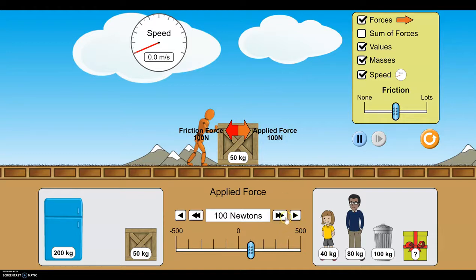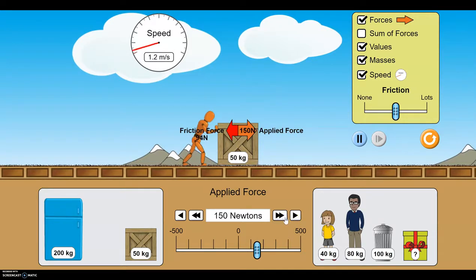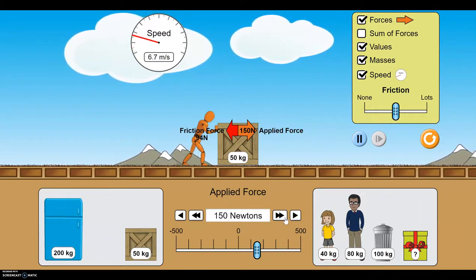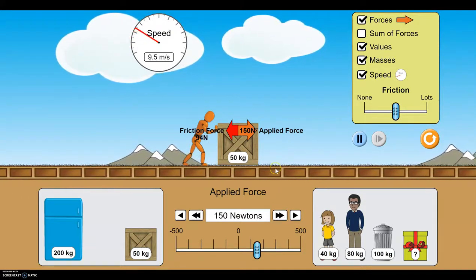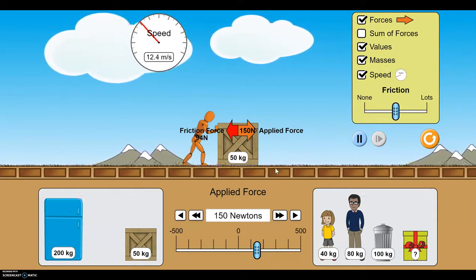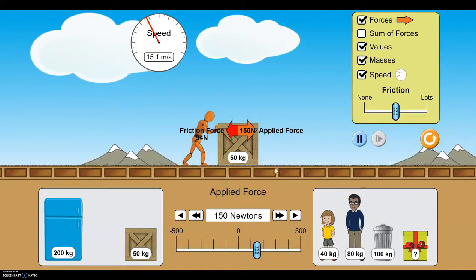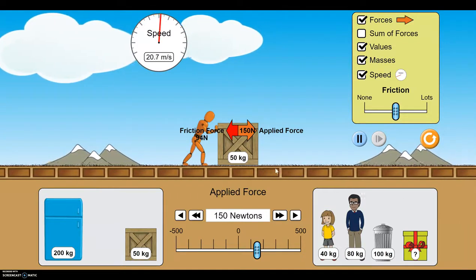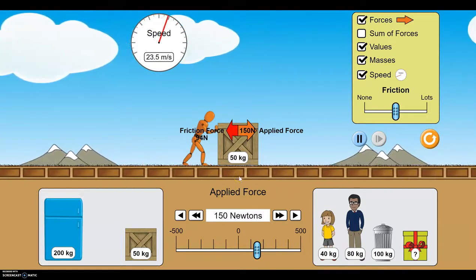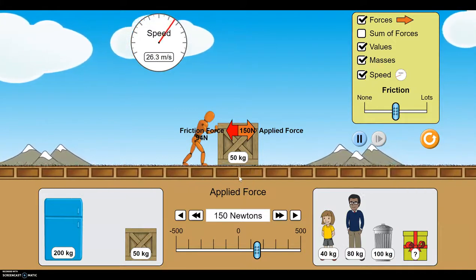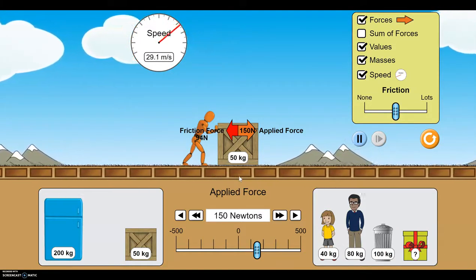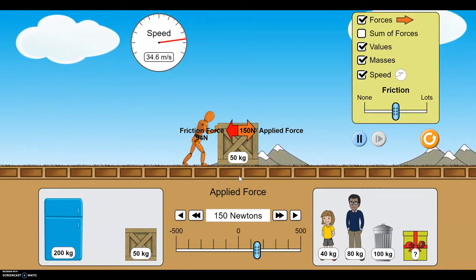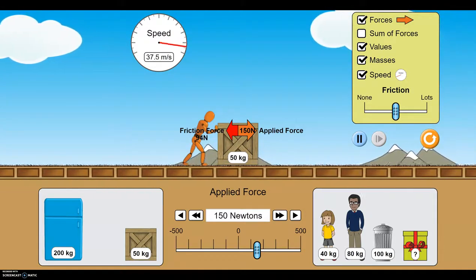So let's add a little more force and let's see what happens. Here we go. So we've reached the maximum static frictional force. We've overtaken it. And now the block starts to move because we have a net force in the right direction. And now this type of frictional force is no longer static frictional force. Once the object starts to move relative to the surface, we are now in kinetic friction and not static friction.